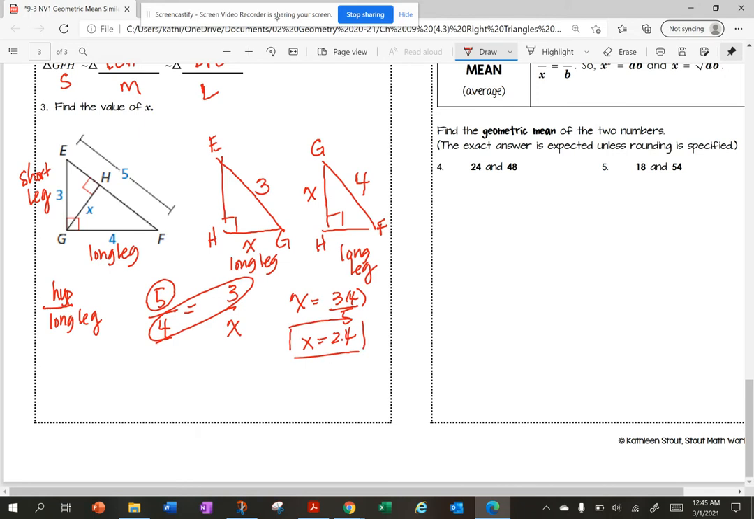Or I could say the hypotenuse divided by the short leg and use the first and the third triangles. So I can say the hypotenuse is 5 divided by the short leg, which is 3. The hypotenuse is 4 and the short leg is X. So I'm still going to multiply 3 times 4 and divide it by 5. So I still get 2.4.